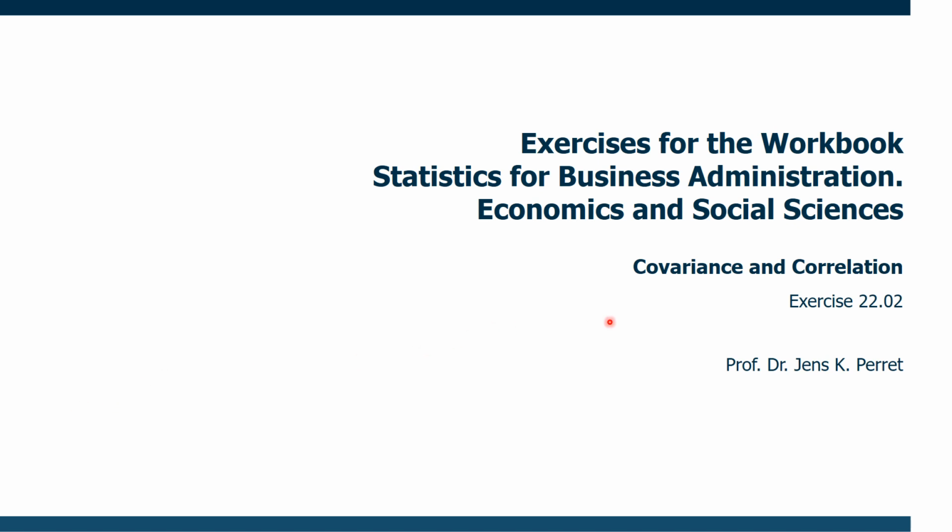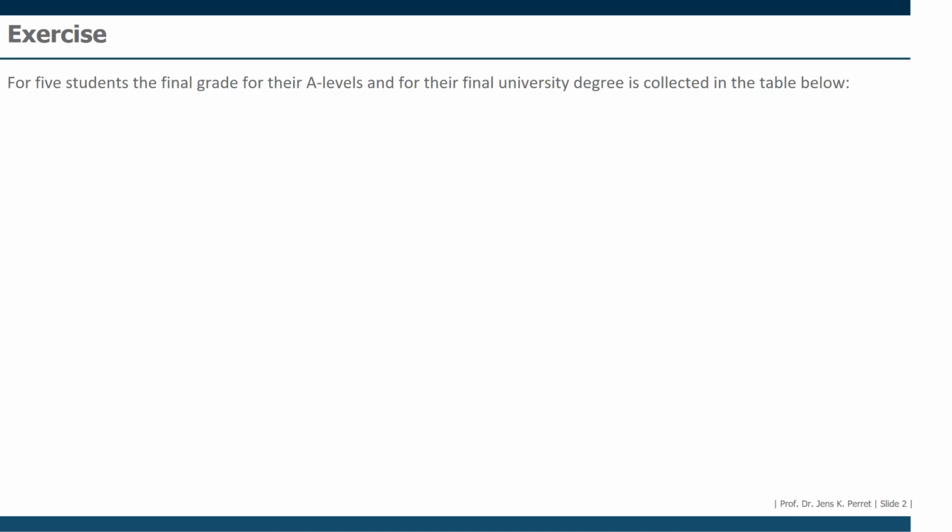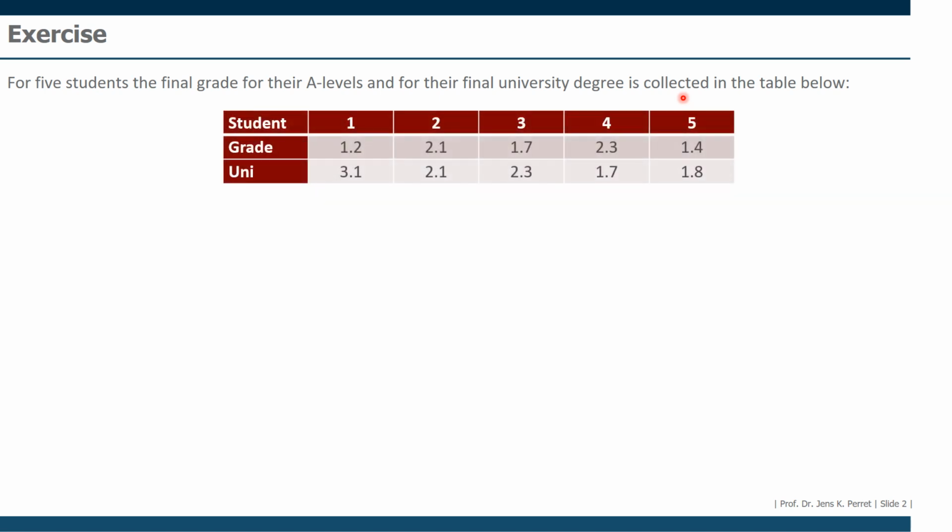This time I'm going to focus on the covariance and correlation as measures of association, and in particular in this case on the covariance. Our task is for 5 students. The final grade for their A levels and for their final university degree is collected in the table below. Now we see here we have the 2 variables and the 5 observations each. Our task: calculate the covariance to quantify the strength of the relation and also the direction of the relation.